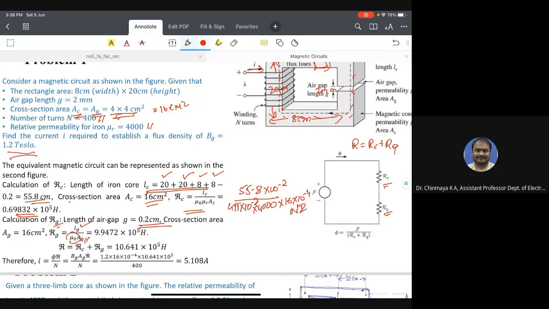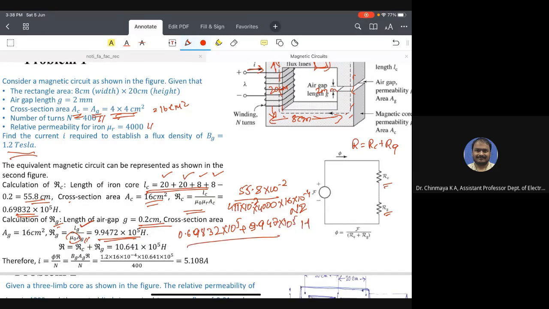By substituting the length of the air gap, mu naught which is 4 pi into 10 to the power of minus 7, and the area 16 centimeters square, we will get 9.9472 into 10 to the power of 5 Henry. So the overall reluctance will be 0.69832 into 10 to the power of 5 plus 9.9472 into 10 to the power of 5 Henry.